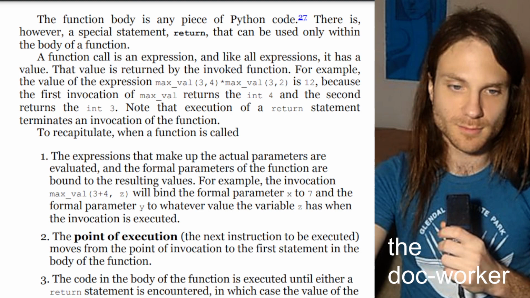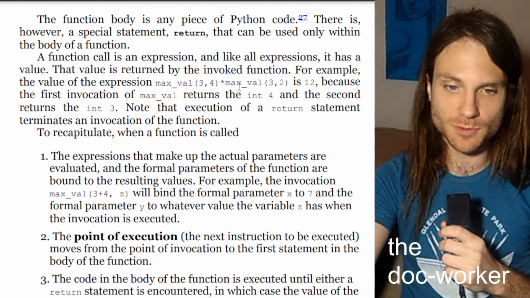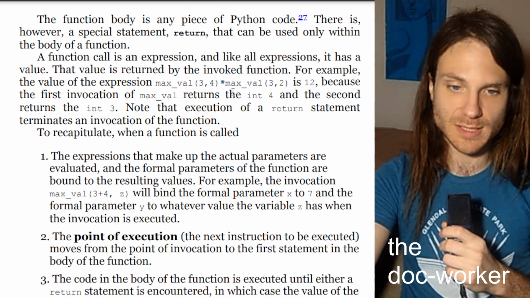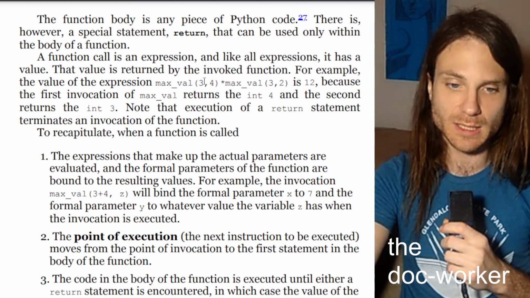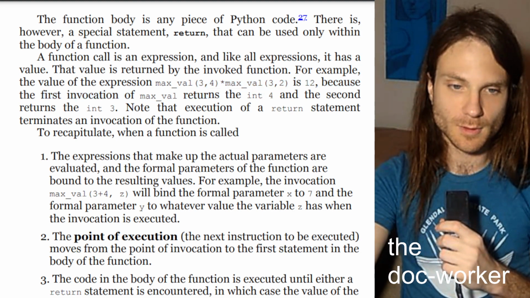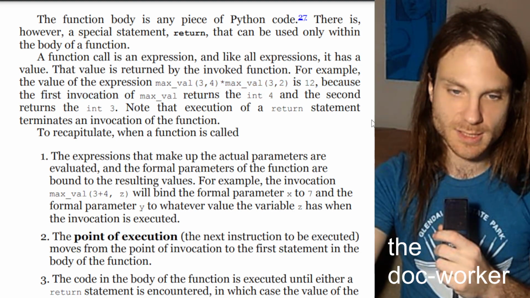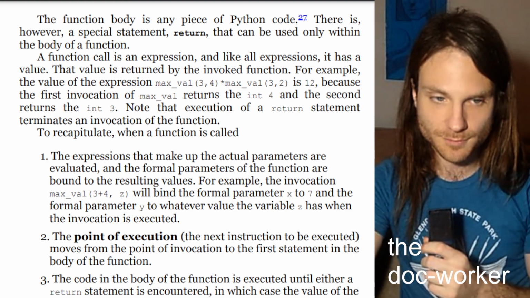And so, meaning that this will be equal to, in a sense, what it outputs. If you set up two function calls and try and perform arithmetic on them, what you're actually performing arithmetic on is the output of each function given the arguments that you passed in, right? Note that execution of a return statement terminates an invocation of the function.